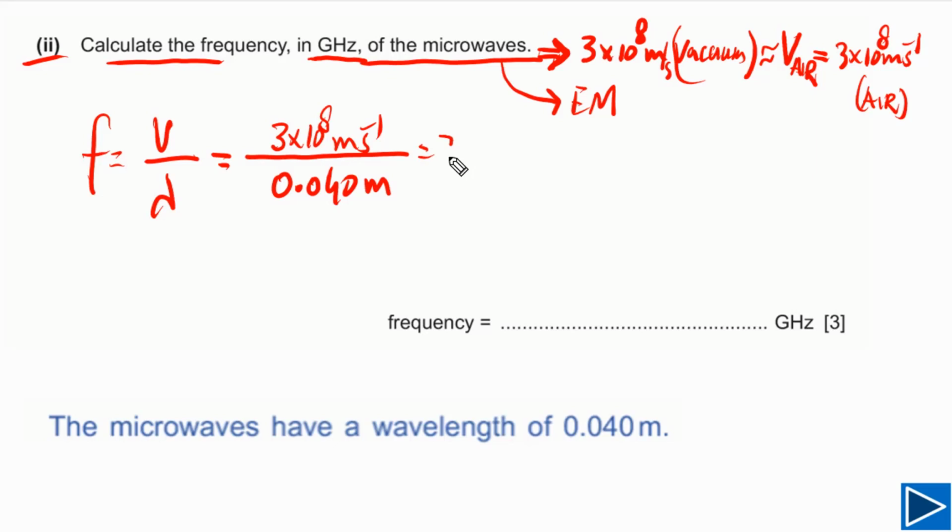If we solve this one, our final answer will be 7.5 times 10 to the 9. But we need to write down our answer in gigahertz. So this is simply 7.5. So our final answer is 7.5 gigahertz.